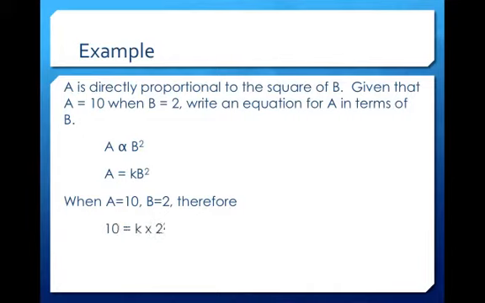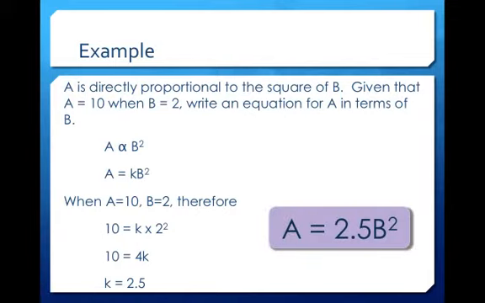So we can substitute those values in to give us 10 equals K times 2 squared, which gives us 10 equals 4K. A little bit of solving gives us K equals 2.5, or 5 over 2. It's more than acceptable to leave it as a fraction. From that stage, we can then just write out our final equation, which is A equals 2.5 B squared, or A equals 5 over 2 B squared.